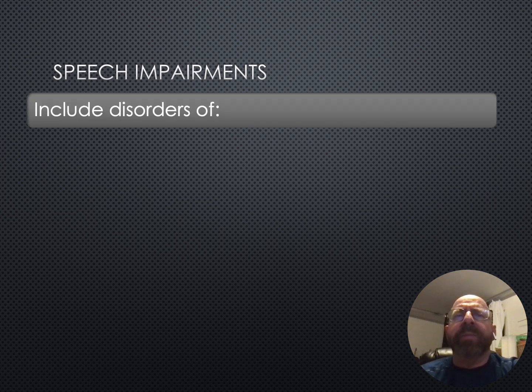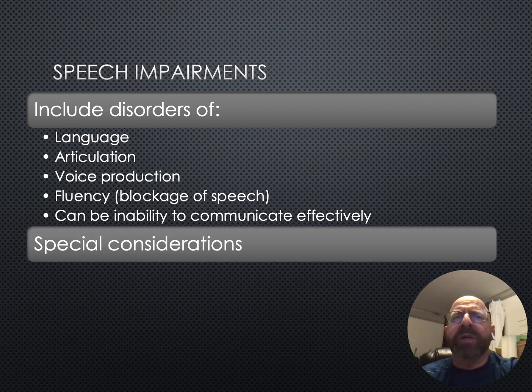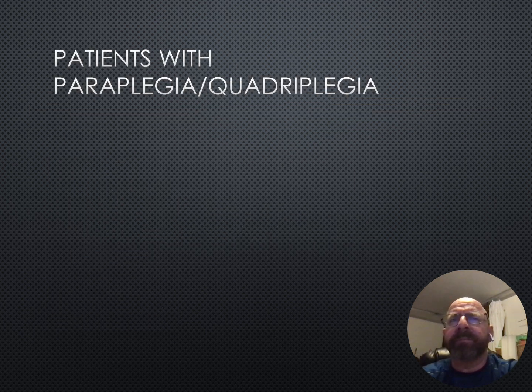Speech impairments can cause some challenges with communication, and we have to work very hard to make sure we clearly understand the needs of these patients. So these can be disorders of language, articulation, voice production, fluency, and again, all of them can impair their ability to communicate effectively. So what can we do? Slow down. Listen carefully. Use simple questions, and use the caregivers that are accustomed to communicating with them.